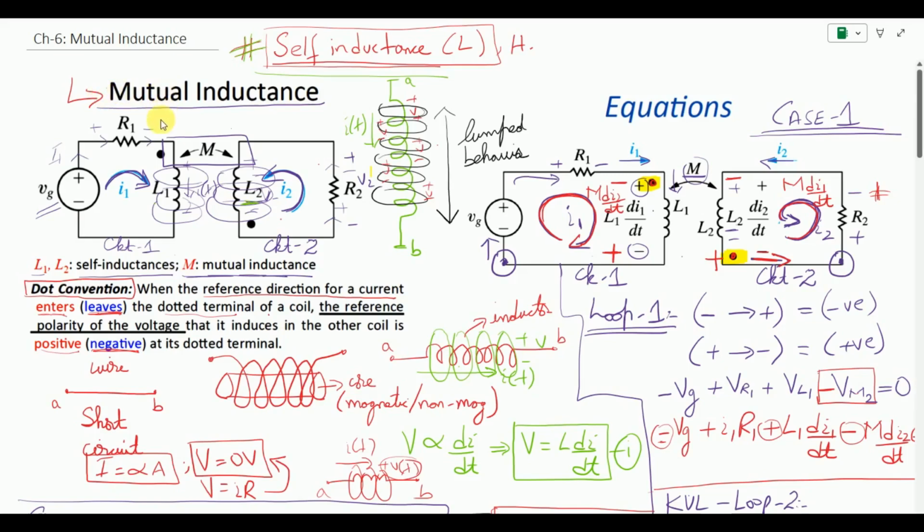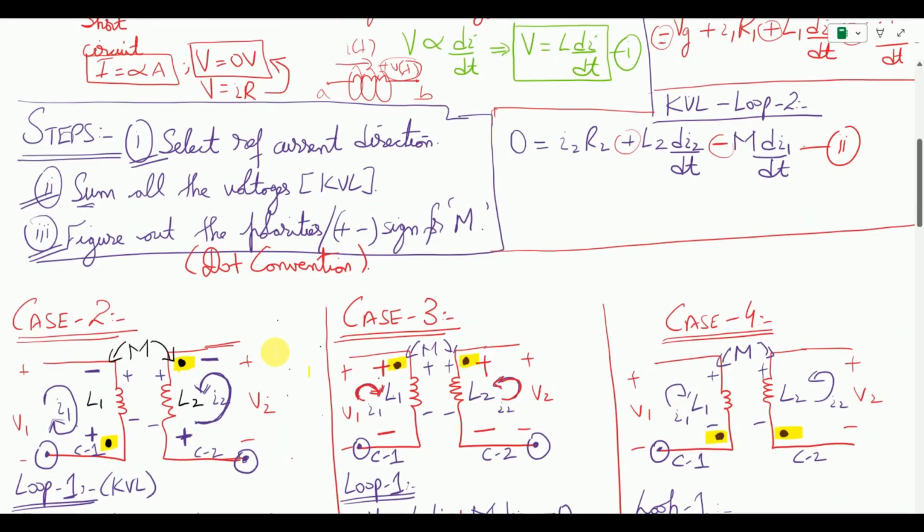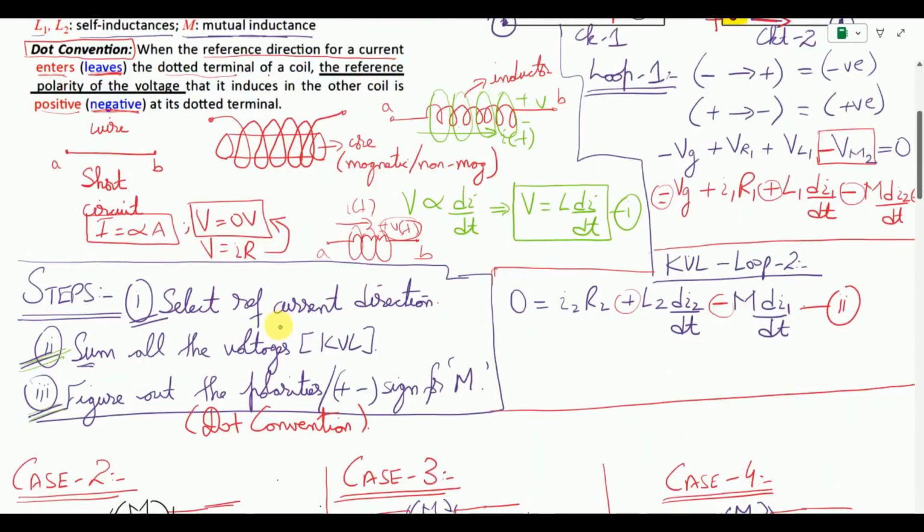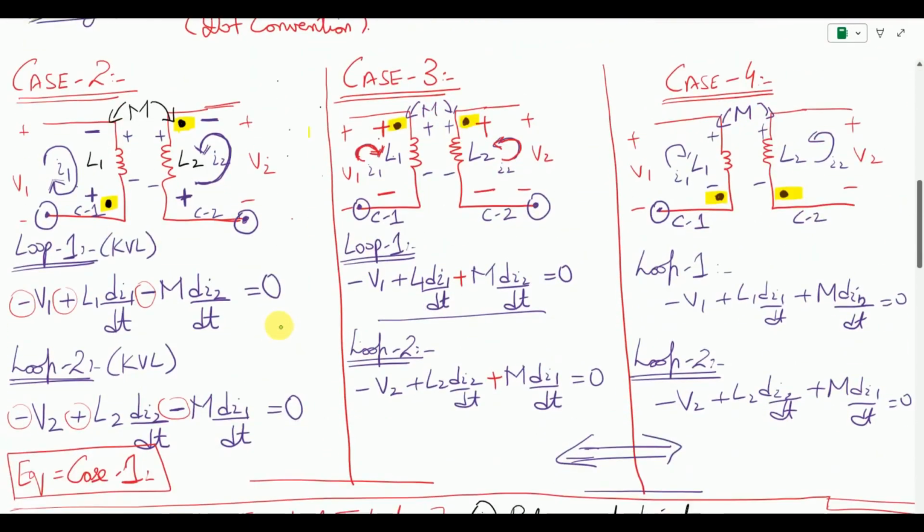So in order to solve mutual inductances, we basically follow some steps. Those steps being, we need to select the reference direction, then we apply KVL to some of the voltages, and then we figure out the polarities for the mutual inductance, which is represented by M. Then we saw different cases. Case 1 being how we can identify the value of M with regards to di1 and di2. Then we saw 3 more cases of how the mutual inductance is going to be figured out when the dot convention is changed, when it becomes side to side, when it becomes opposite.